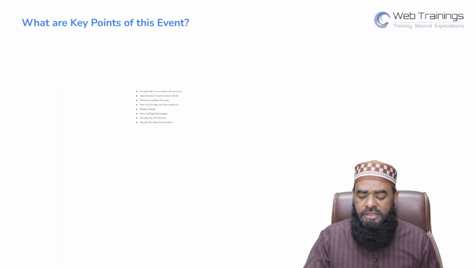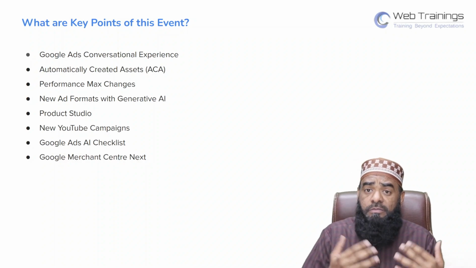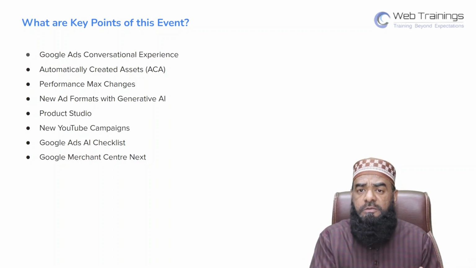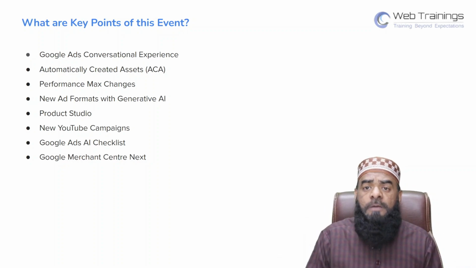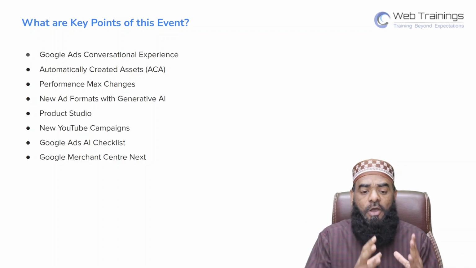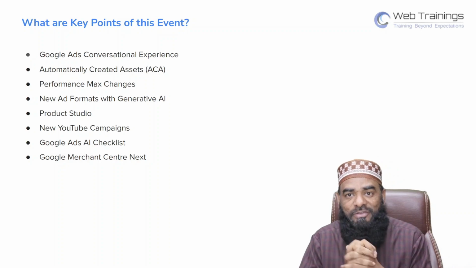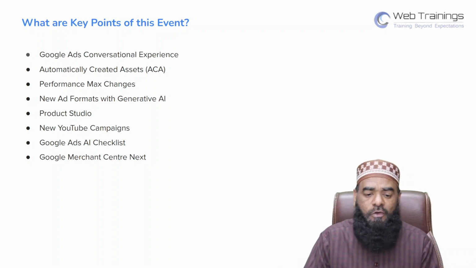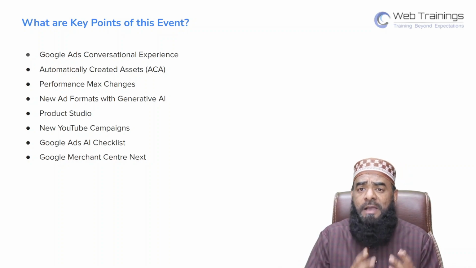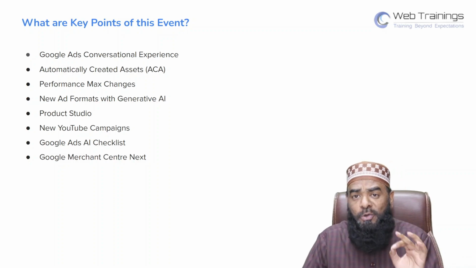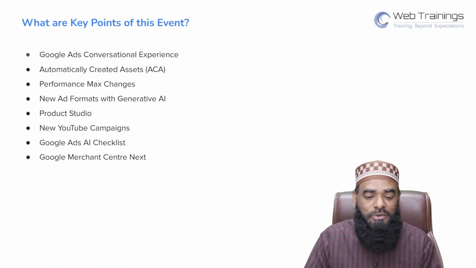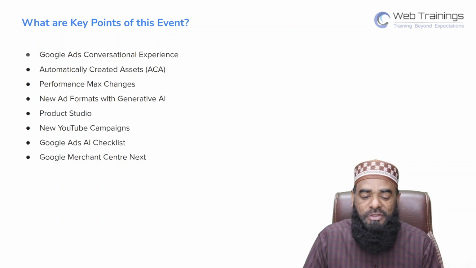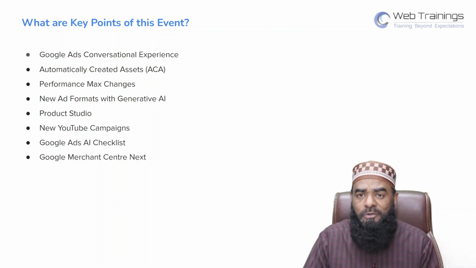What are the key changes which Google is going to bring from this year onwards? Some of these updates are already in progress, some are in beta version, and some will be launched later this year. Conversational experience, then automatically created assets with the help of AI, then Performance Max changes again with some AI, and then new ad formats for generative AI, and then a very amazing update called Product Studio, and new YouTube campaigns for those who want to work on YouTube campaigns, and then the Google Ads AI checklist, a simple checklist to follow, and then Google Merchant Center Next. So these are all the things I'm going to cover in this particular video.